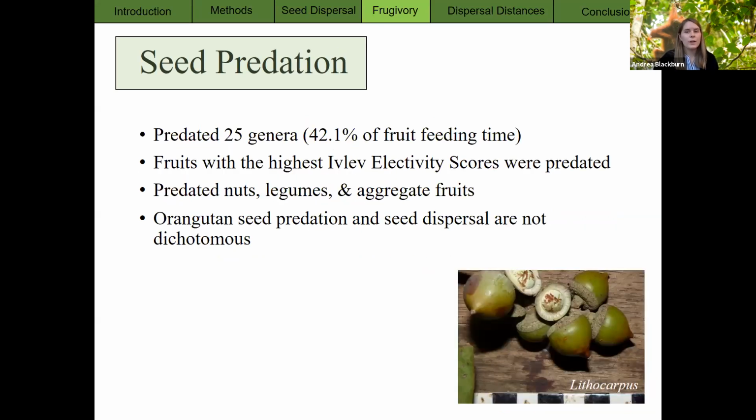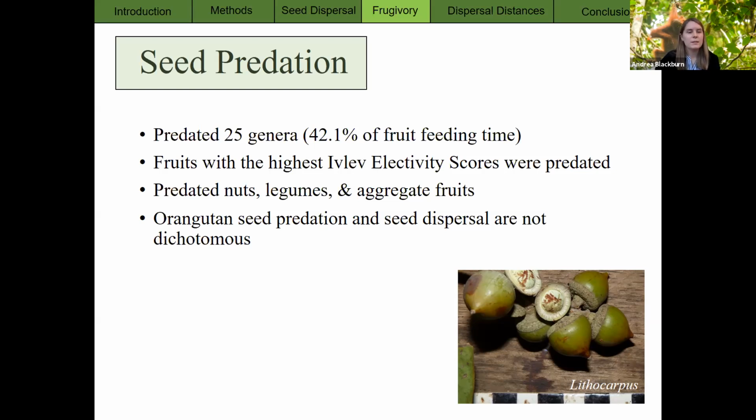Orangutans are also seed predators. Seed predation was the orangutans' predominant seed handling behavior, and this occurred for 25 genera, which was more genera than orangutans predominantly spat or swallowed. And predation accounts for about 42% of their fruit feeding time. In addition, the top 5 most preferred fruits, those identified by the electivity analysis, were all highly predated. And orangutans primarily predated nuts, legumes, and aggregate fruits.